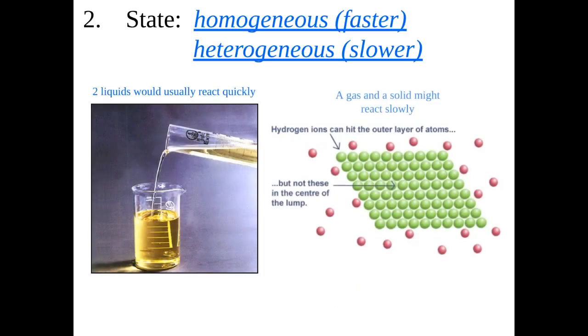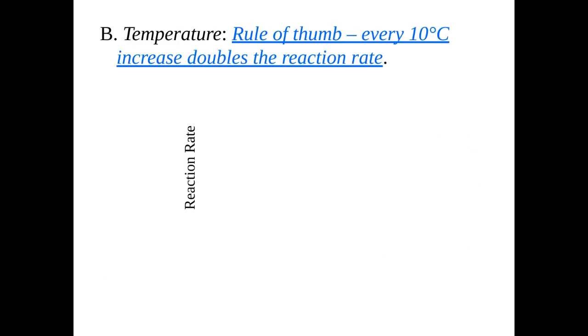Now, the state also has an impact. Homogeneous tends to be faster, right? So 2 liquids would usually react pretty quickly. And heterogeneous a lot of times is a little bit slower. So if a gas is reacting with a solid, that might end up taking more time. And a big part of that, especially if a solid is involved, is because of the surface area, right? It's only going to react on the surface, so the reaction would kind of have to work from the outside in.